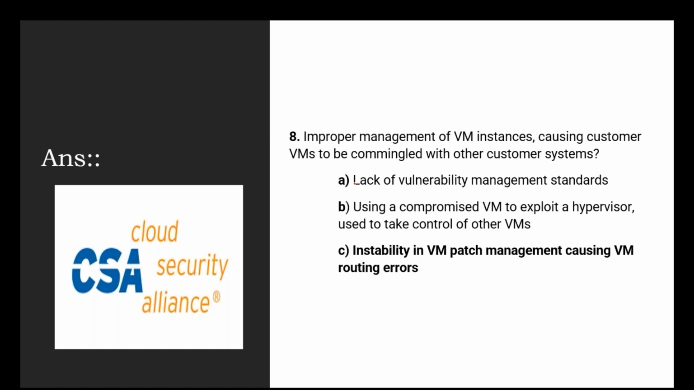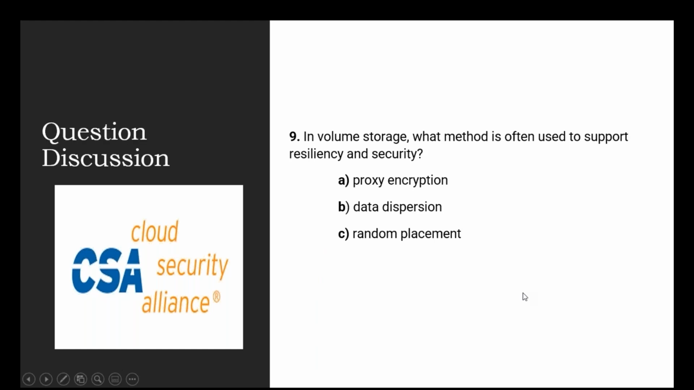But here, instability in VM management causing the VM routing errors, right? So this is one of the best responses here. This is because if you fail to do the VM patch management and VM management, routing errors can actually be possible. Again, lack of vulnerability management standards is not what is being talked about here, like improper management of VM instances causing customer to commingle with other customer systems, right? So again, instability in VM management can create this issue. If vulnerabilities you're not able to manage, you have to actually prioritize here. Anyway, we have limited time here, so let me just move on to the next question.